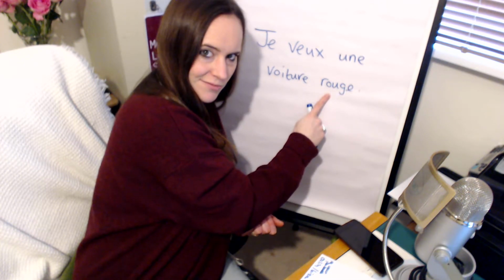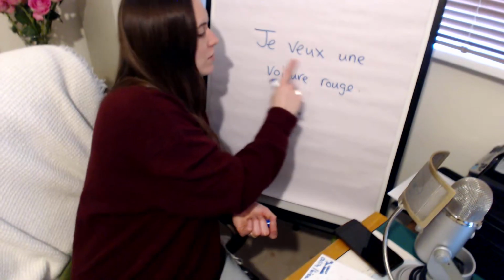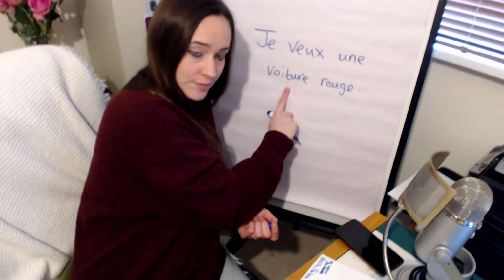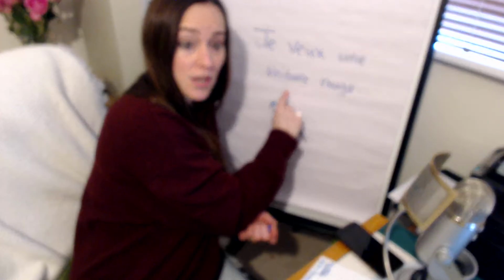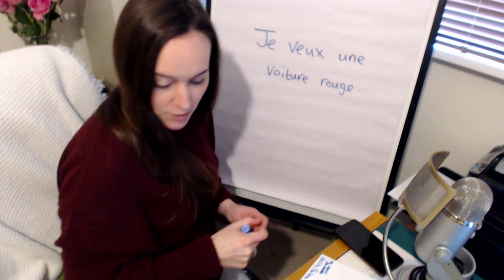Est-ce que c'est ça? Oui. Rouge, oui. I want a red car. Okay, that adjective that describes the car comes generally after the noun, unlike in English. So we're going to make that negative.